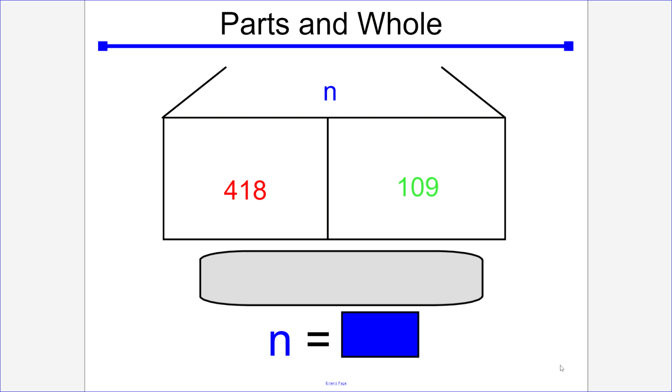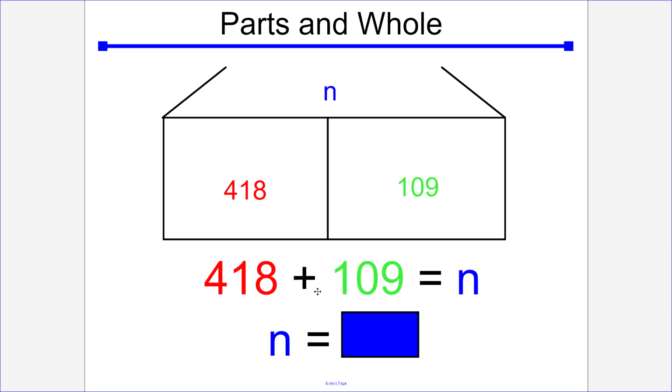You're right. The unknown information is clearly the whole because there is n in the whole, representing that that is unknown. When we have an unknown whole, will we add or subtract to find it? You're right. When we do not know the whole, we add because part plus part equals whole. Think, what equation will we write to solve this problem? You're correct. We will write the equation 418 plus 109 equals n.